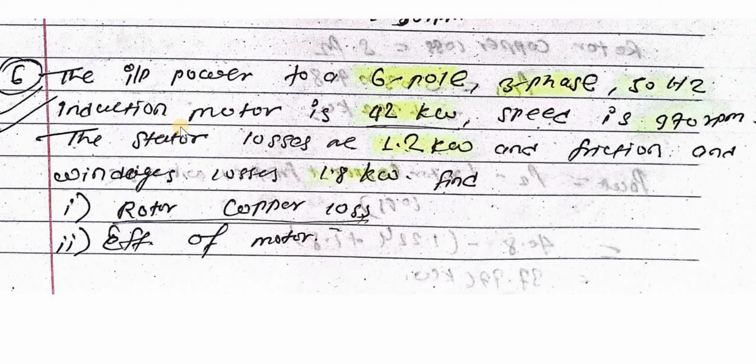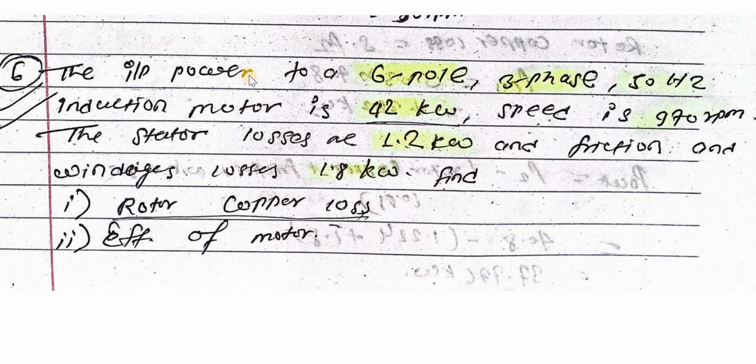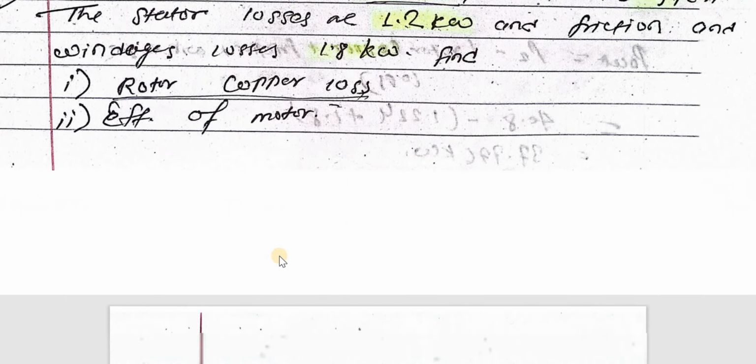Today our numerical problem is: the input power to a 6-pole, 3-phase, 50 Hz induction motor is 42 kilowatt. Speed is 970 rpm. The stator losses are 1.2 kilowatt, and friction and windage losses are 1.8 kilowatt. Find the rotor copper loss and the efficiency of the motor.